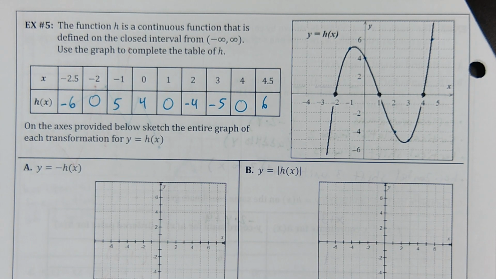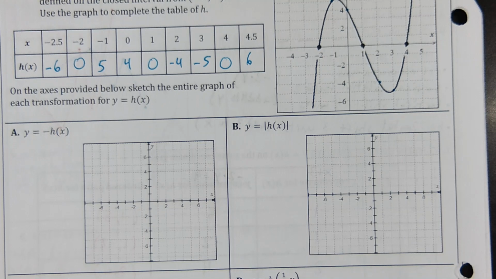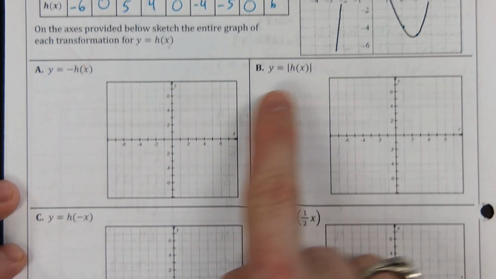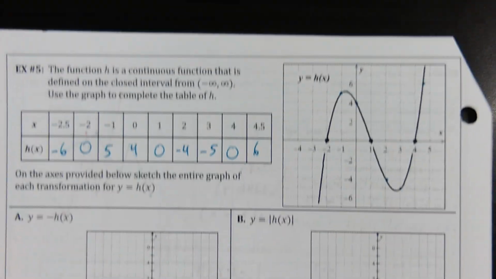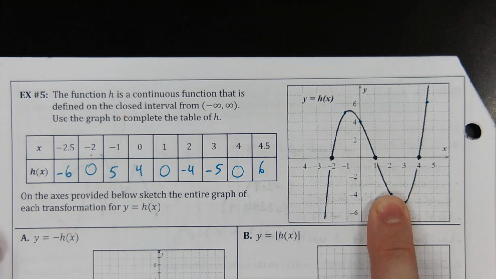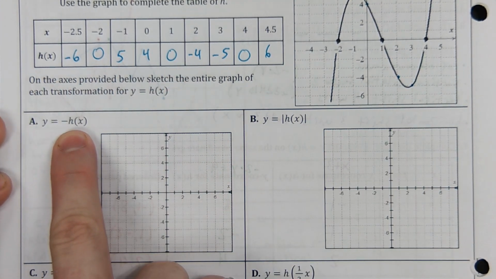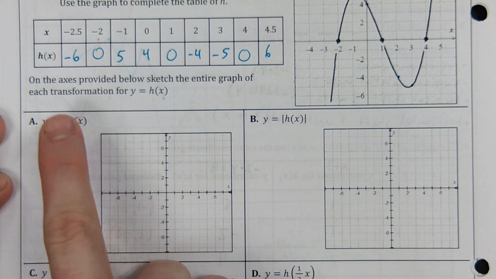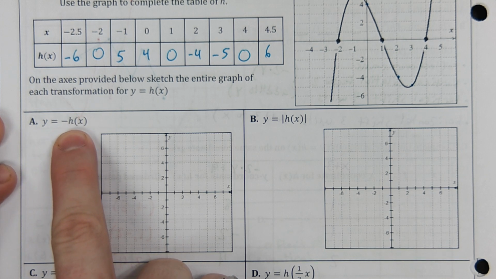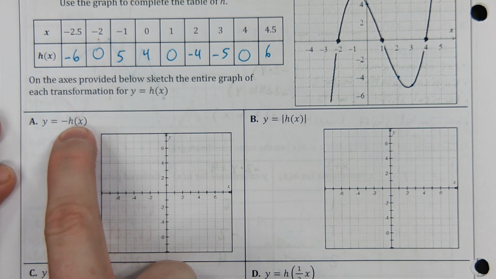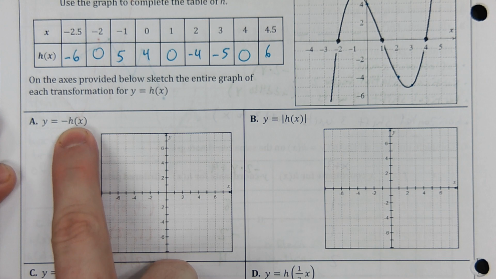What we've been asked to do is sketch each of these transformations of this thing. And the way we're going to do that is by manipulating the correct x or y in the way that it's showing us to. For this one, the negative sign, is it inside or outside? Outside. So does this change x's or y's? Y's. All it's telling you to do is multiply your y's by -1.